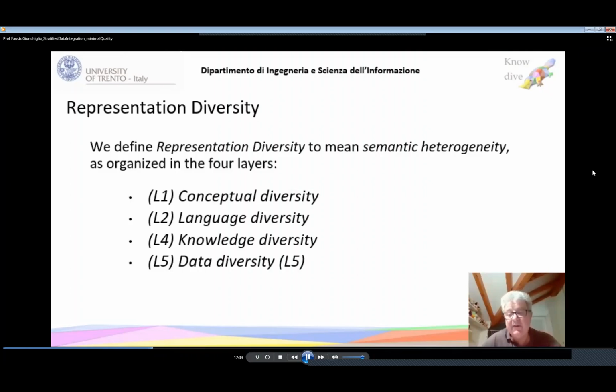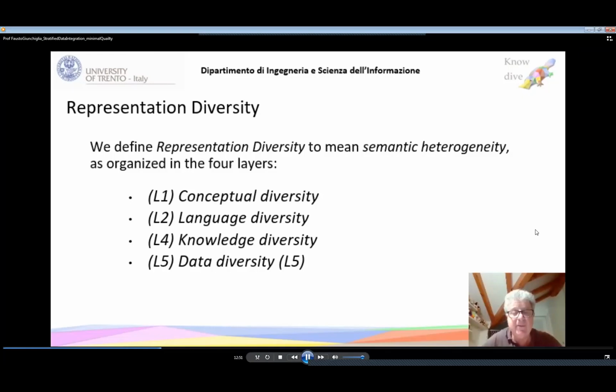Representation diversity is our vision of this problem, and at the same time our solution, because we say that the way to deal with the problem of semantic heterogeneity is to treat it as a problem of representation diversity. A problem that, as I said in my previous slides, we can deal with at different layers: at the level of concepts, at the level of language, at the level of knowledge, and at the level of data. There is an L3 in between that is a missing layer that we don't need in this talk, which is rather important. And what is the key point?